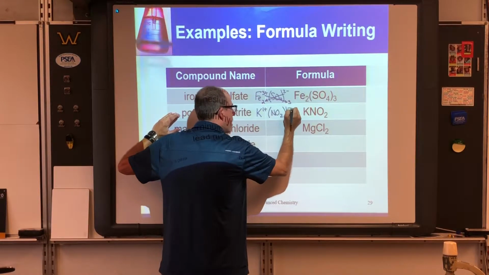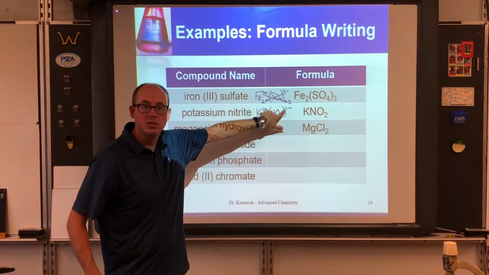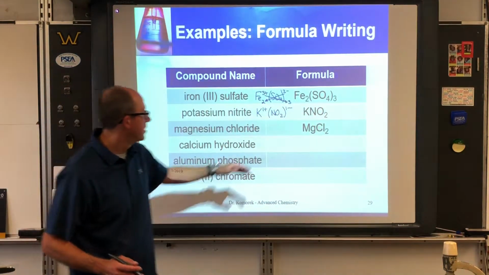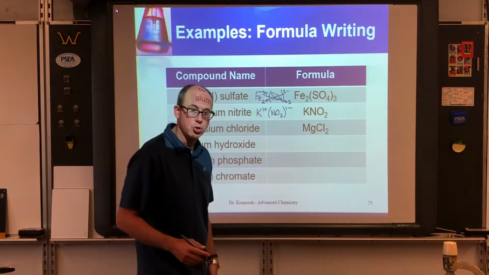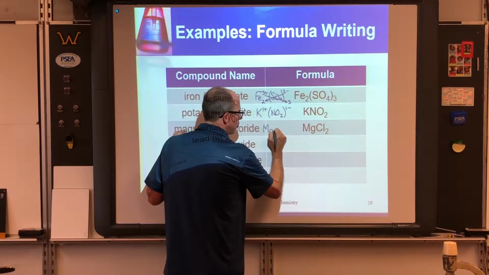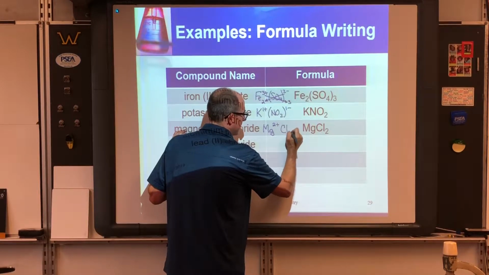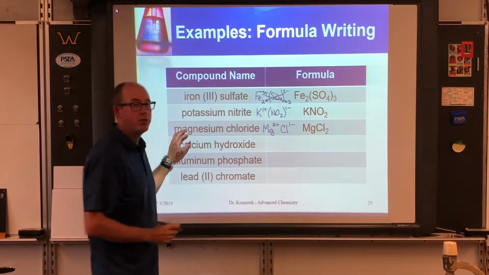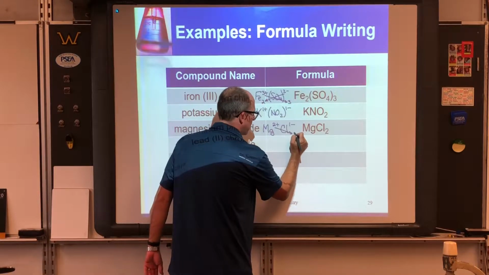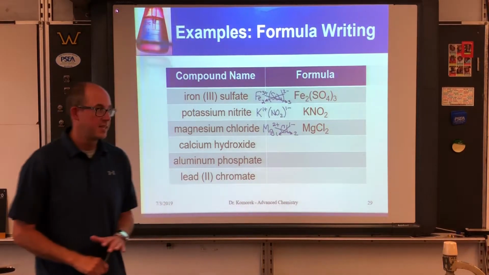Next example, potassium 1+, nitrite NO2 1-. Look to see if the charges cancel, and they do. So if the charges cancel, you have one of each ion. We also do not need the parentheses, so it just becomes KNO2. For magnesium chloride, magnesium has a charge of 2+. Chloride has a charge of 1-. Those charges don't cancel. When the charges don't cancel, we cross them. So 2 by chlorine, 1 by magnesium, and you get MgCl2.